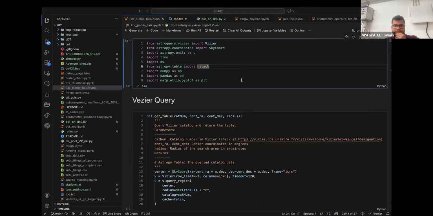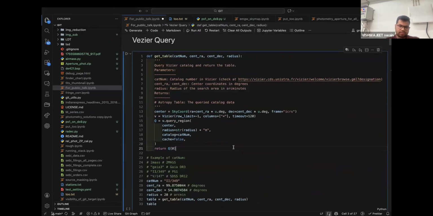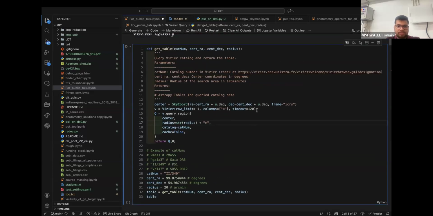So I will share this particular Jupyter notebook I have made, with the explanation put in. By the way, nowadays it is very easy to put in explanation using AI and Jupyter. So yeah.